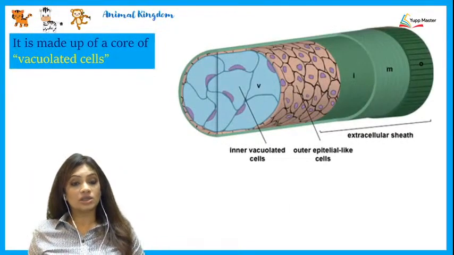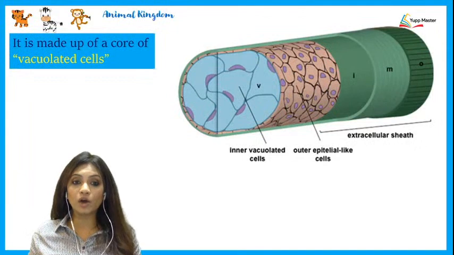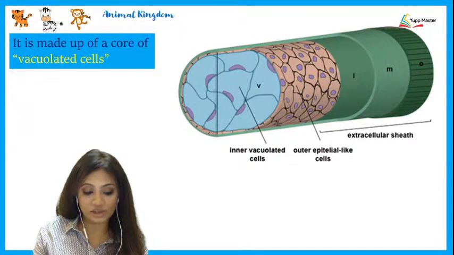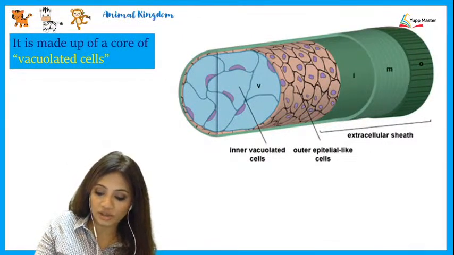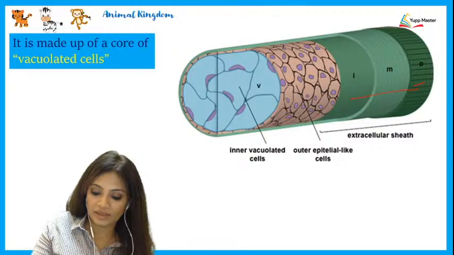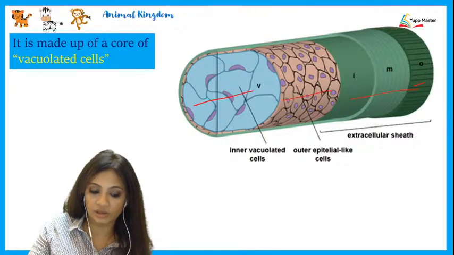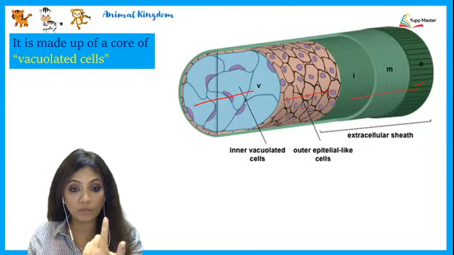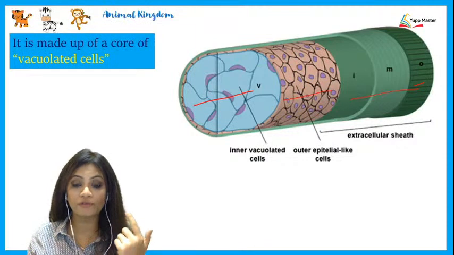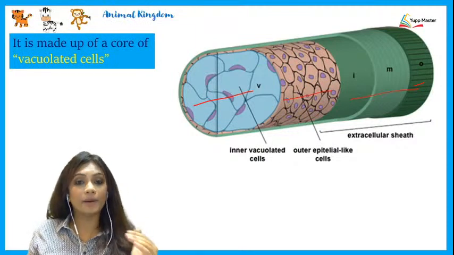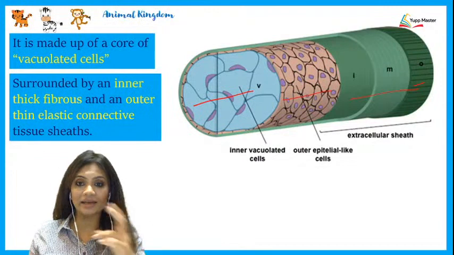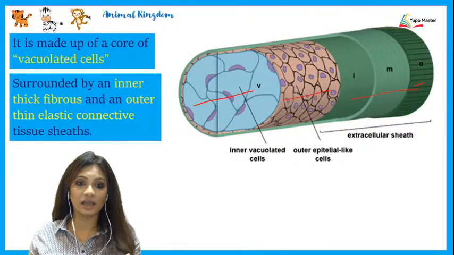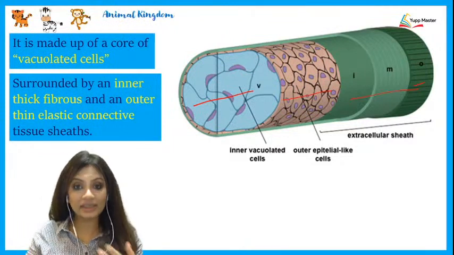Alright, it is also seen that it is made up of a core of vacuolated cells. Look at this cross section given here, and in this cross section this is one sheath, this is another sheath, and this is another sheath. The innermost layer is made up of vacuolated cells. Above that vacuolated cell layer there is an inner layer which is thick and fibrous. All right, and then there is one more layer.